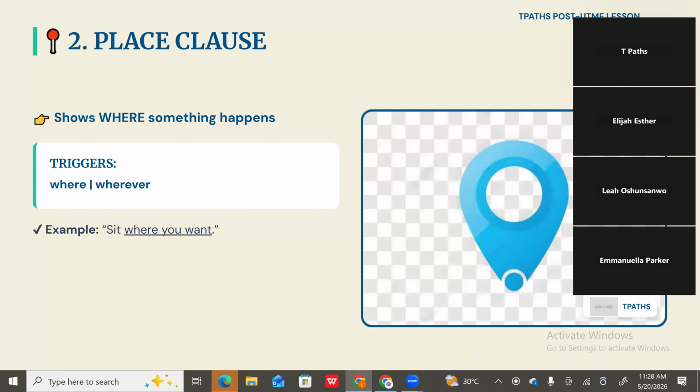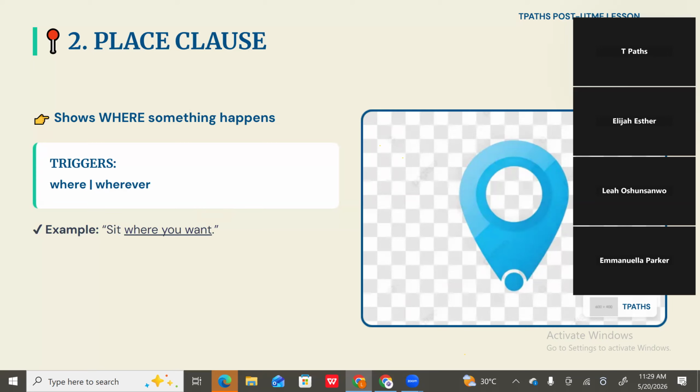Okay, the next one is the one that talks about the place. For place, it is very easy. They usually use the trigger words where or wherever. Whenever you see where or wherever, you know that it is talking about place, the adverbial clause of place.